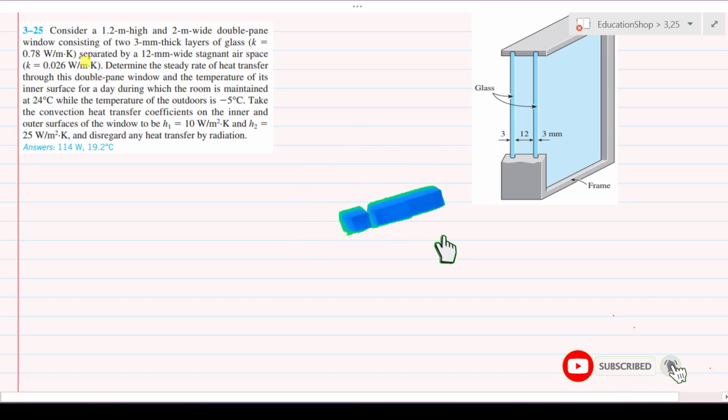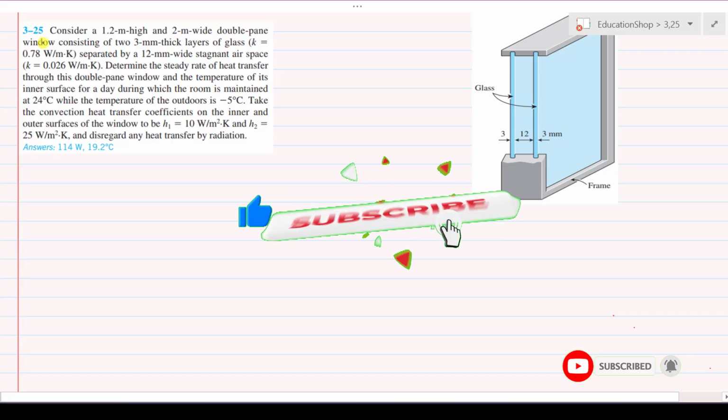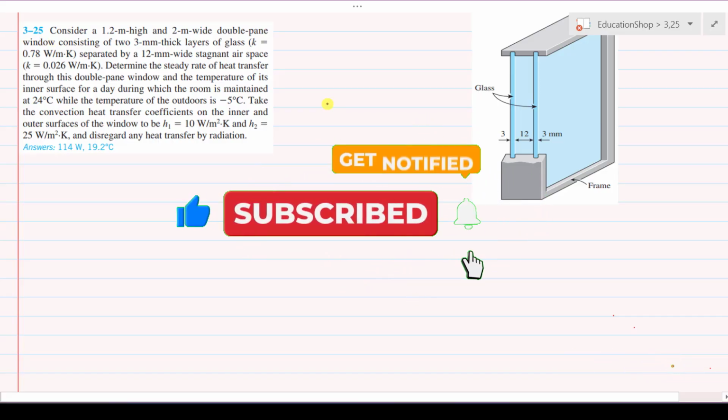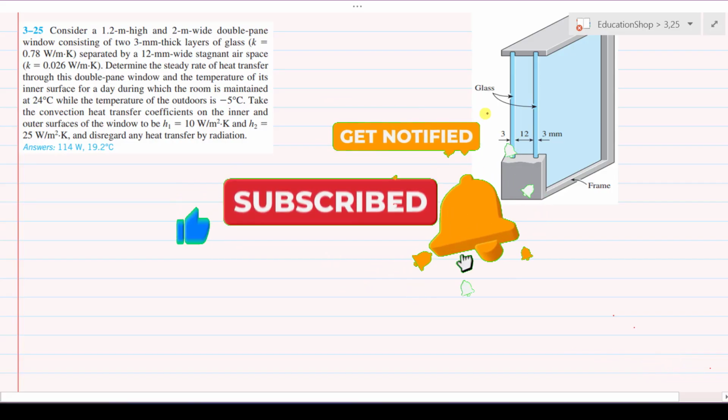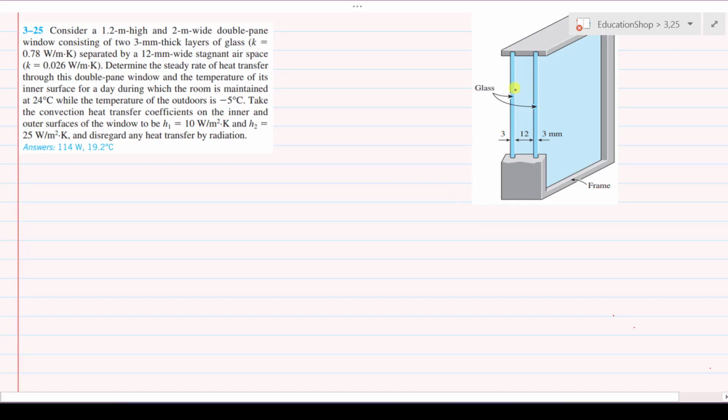In this video, we solve problem 3.25 from the book Heat and Mass Transfer by A. Çengel, 6th edition. This statement is relevant to heat transfer through a double pane window. In this figure you can see the double pane window. Let's come toward its statement.